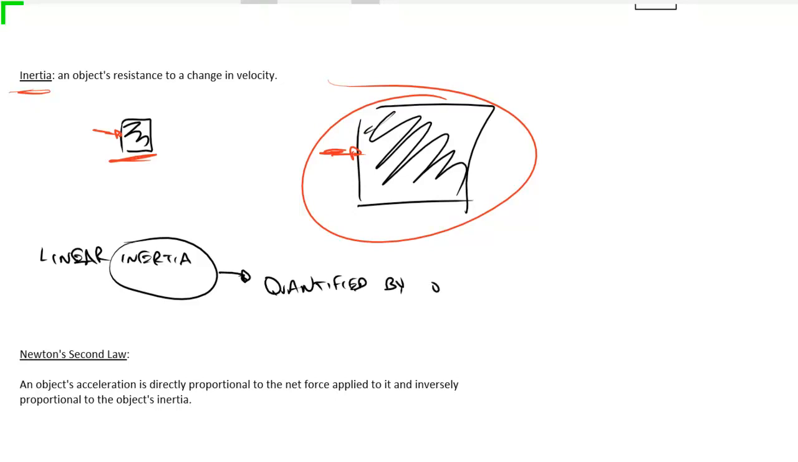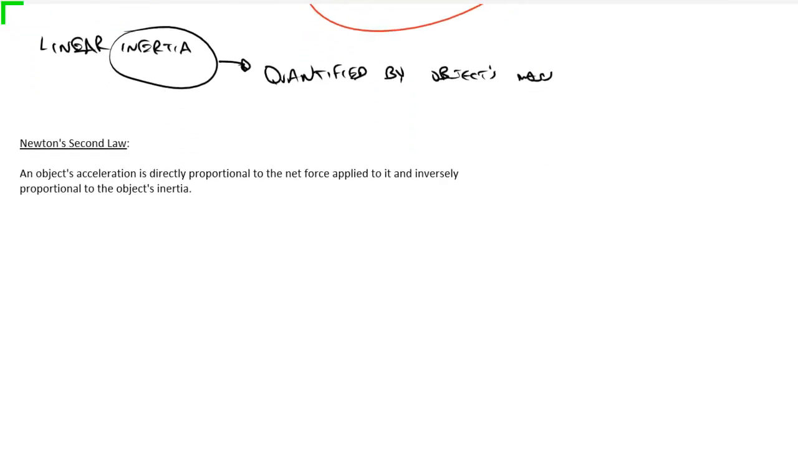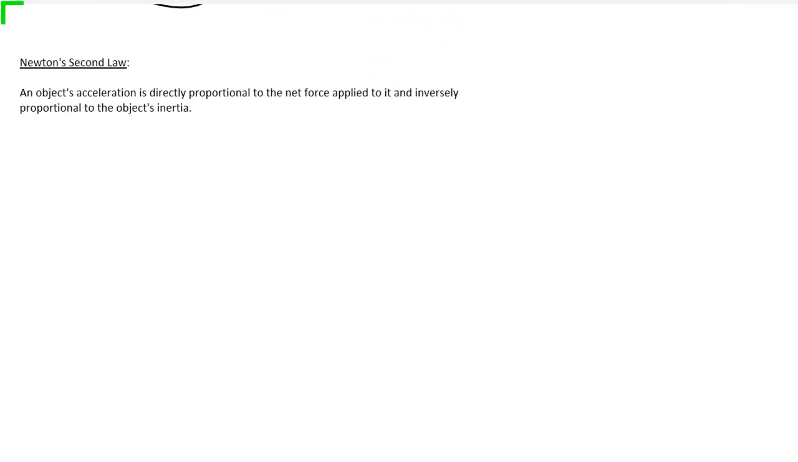Quantified by the object's mass. So if we talk about the linear inertia of an object, that is the same as its mass for all intents and purposes. And what Newton's second law says is that the acceleration of an object is directly proportional to the net force applied to it and inversely proportional to the object's inertia, the object's linear inertia.